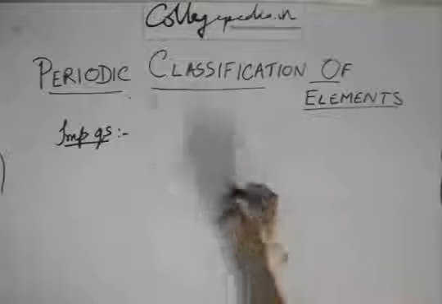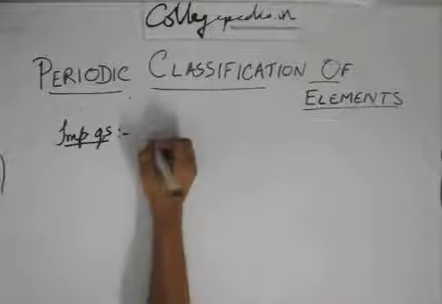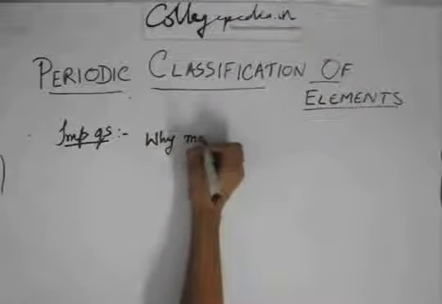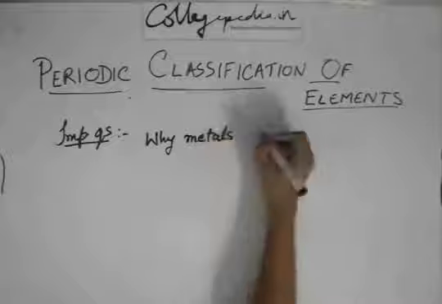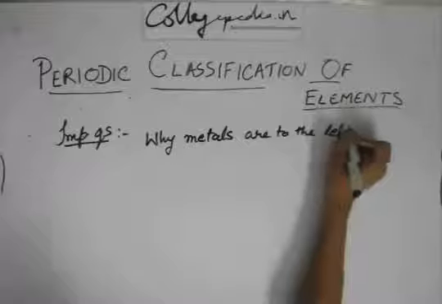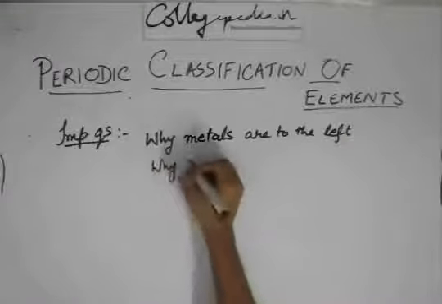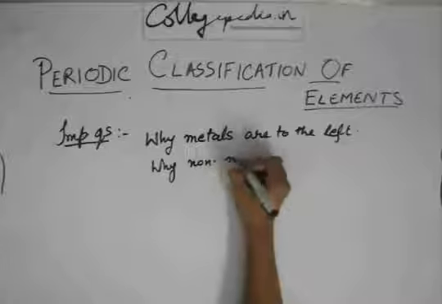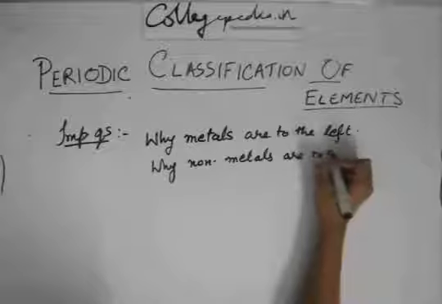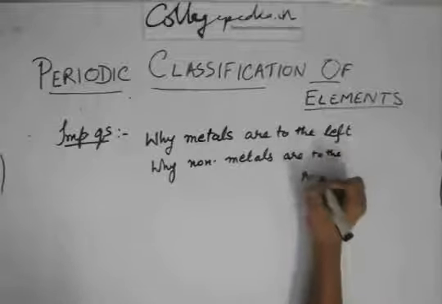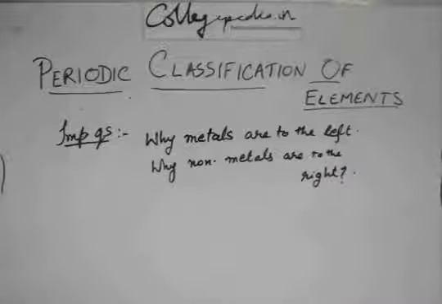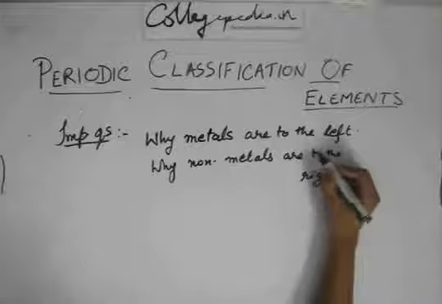Now here comes a very important question: if you would have noticed, why are metals to the left and why are non-metals to the right? Now this has a very simple explanation.